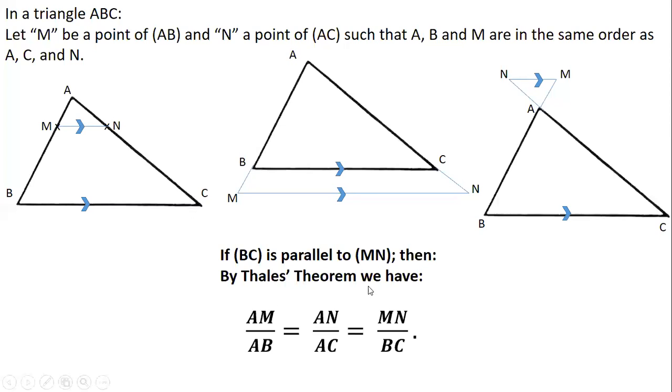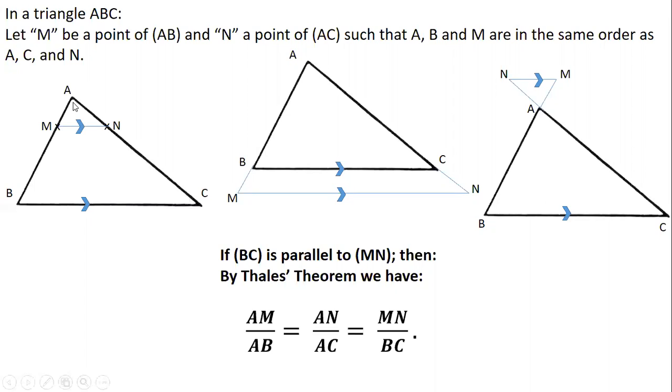So if we apply Thales theorem, we will get these three ratios that you see in front of you. Let me apply Thales theorem in the second position. I will say AB over AM is equal to AC over AN is equal to BC over MN. So this is how we apply Thales theorem in the second position. Let us apply Thales theorem in the third position. From which vertex should I start? Who can tell me? A.